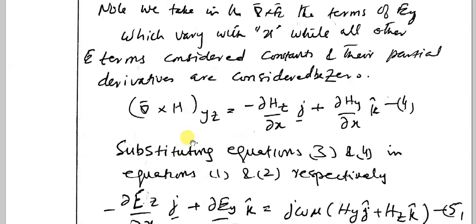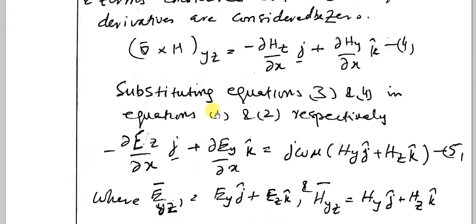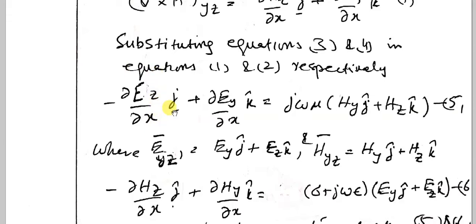Similarly, we have the curl of H in the yz plane equal to minus delta Hz by delta x j plus delta Hy by delta x k. We have the unit vectors corresponding to this equation number, and along with those unit vectors we have equation number 4. Now substituting equation 3 in 4, that is equations 1 and 2 respectively, what we get is minus delta Ez by delta x j plus delta Ey by delta x k is equal to j omega mu times Hy j plus Hz k.